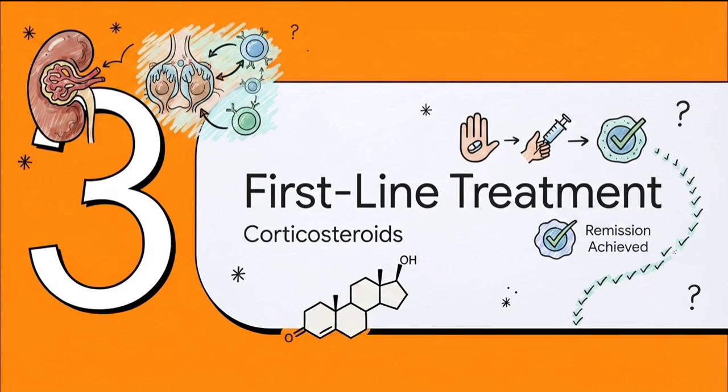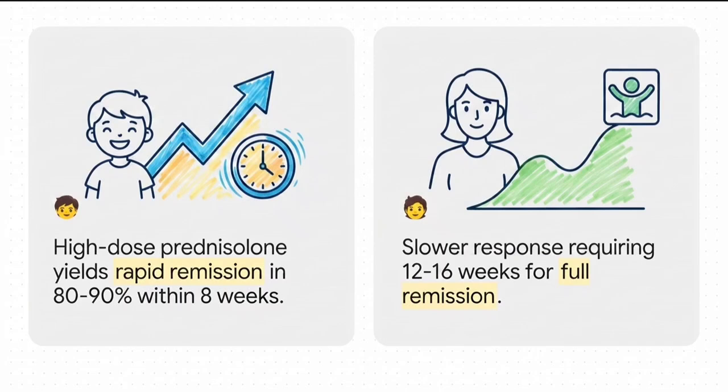Section 3. First-line treatment with corticosteroid therapy. So once we've got the diagnosis, how do we actually induce remission? Corticosteroids are still the absolute cornerstone of induction therapy, but you've really got to tailor your approach based on the patient's age. For the pediatric protocol, we hit it with high-dose prednisolone at 60 milligrams per square meter per day. Kids usually have this fantastic rapid response. We're talking about 80 to 90% achieving complete remission in just 4 to 8 weeks.